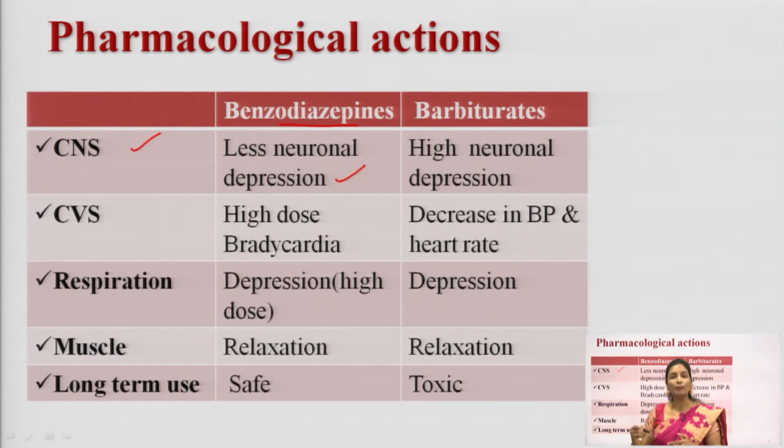If I am talking about the barbiturate drugs, in these slides I am giving a comparison between the pharmacological actions of benzodiazepines and barbiturates. So, benzodiazepines have neuronal depression in a somewhat less manner, but the barbiturate drugs have neuronal depression in a high manner. So, the neuronal depression will be high with the barbiturates and it will be less with the benzodiazepines. And what is the next one? Cardiovascular system. So, what is the action of benzodiazepines on the cardiovascular system and what is the action of barbiturates on the cardiovascular system?